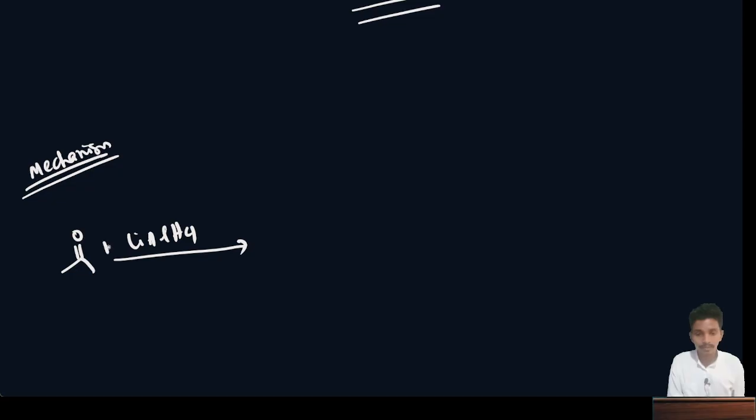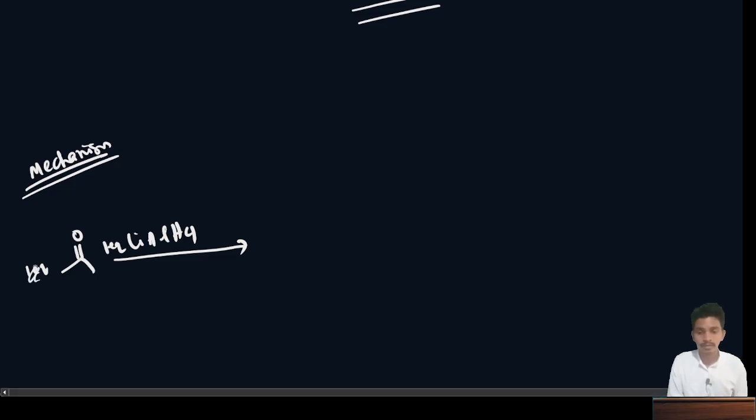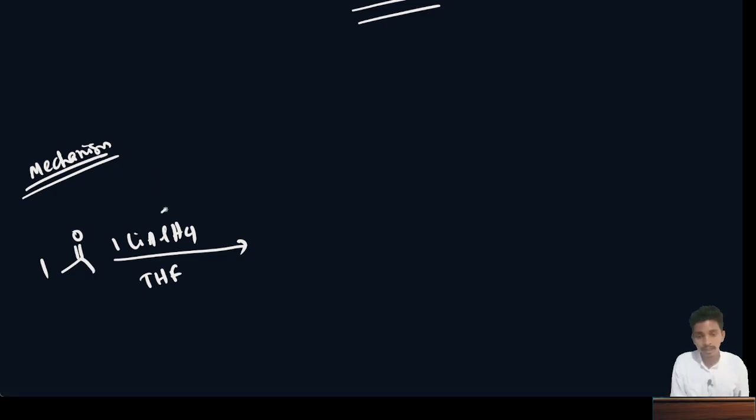Let's say you have one equivalence of this, and one equivalence of this, or simply, let's say this is one and this is one. Okay, I'm doing these reactions. How will we do that? The solvent taken is THF. Now lithium aluminum hydride exists in the form of Li plus and LiAlH4 minus.